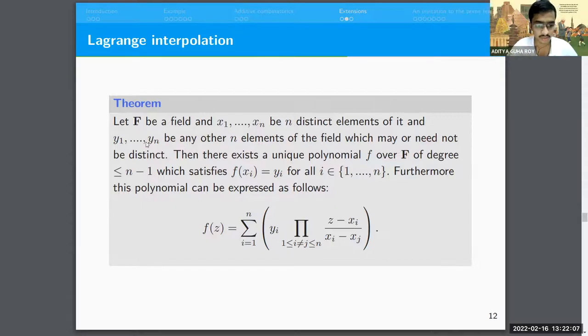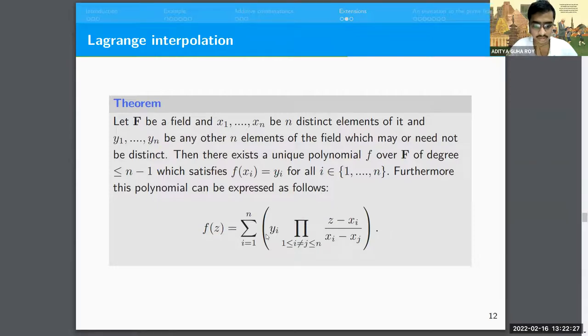So we may have yi equal to yj for i not equal to j, but the xi's are distinct. And then there is a unique polynomial f over the field having degree less than or equal to n minus 1, which satisfies the condition that f of xi equals yi for all i. Furthermore, this polynomial can be expressed in this way.